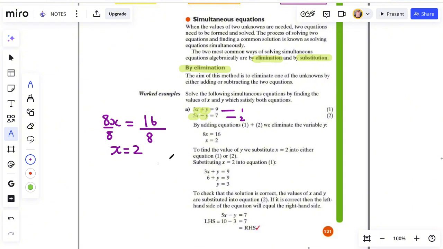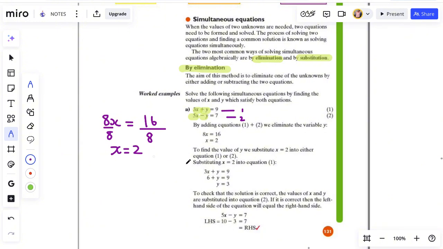Before we move on, why did we add? Why did I not say subtract? In the elimination method, if you have two opposite signs, plus and minus, and the variable is the same, maybe plus 2y and minus 2y, you add. When the signs are different, opposite, you add. When the signs are the same, like minus and minus, or plus and plus, you subtract. When you have the same sign for the variable you want to eliminate, you subtract. But when they have different signs, like plus and minus, you add. Okay? So let's move on.